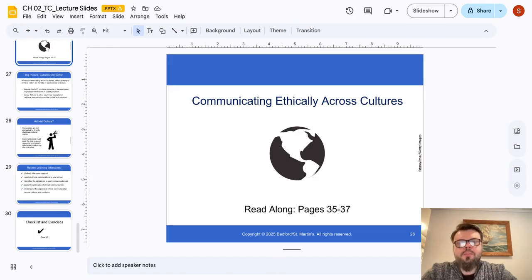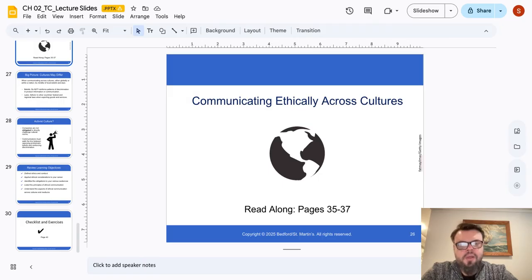The chapter makes an important distinction here. Companies are not ethically obligated to challenge every cultural norm they encounter, but they are obligated to avoid reinforcing practices that cause harm, especially discrimination. This idea is referred to as the moral minimum, the baseline ethical responsibility organizations have regardless of local customs.